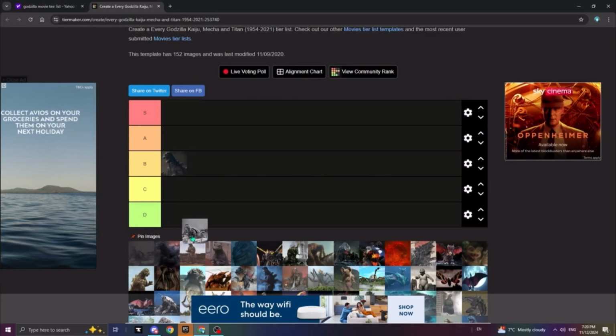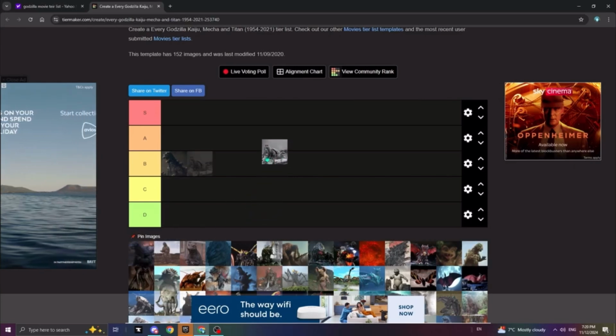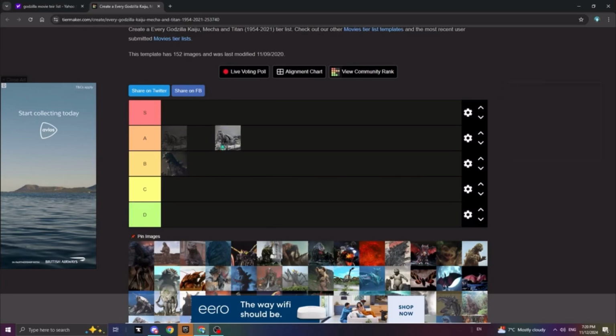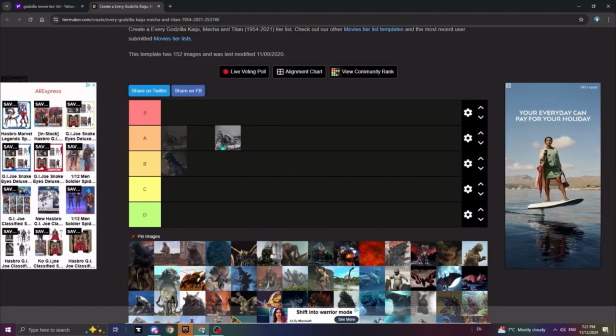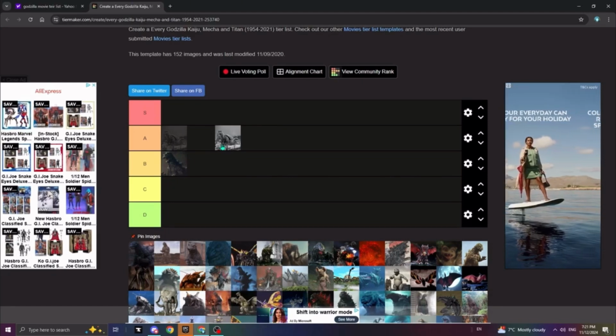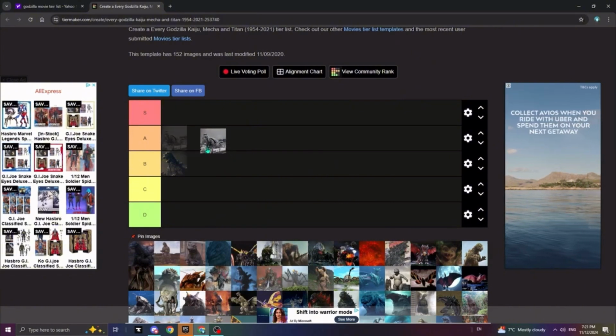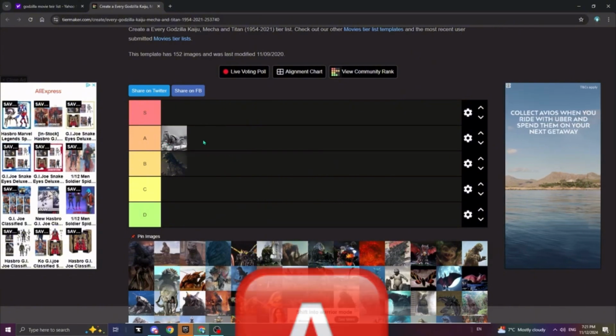Then we have Anguirus from the 1956 Godzilla Raids Again. The movie itself, where it comes from, is like, how do I explain? It's not as good as the 1954 one, but it's still good. I mean, this was Anguirus' first appearance, and they actually kind of nailed the design. So I'll put it in A.